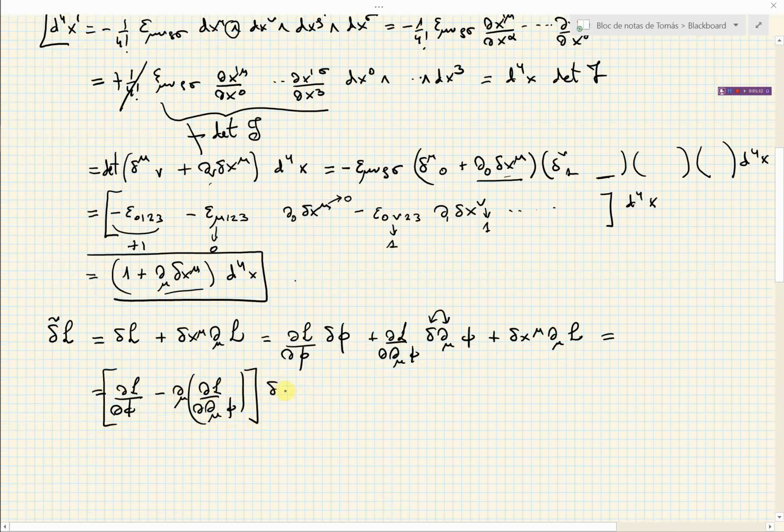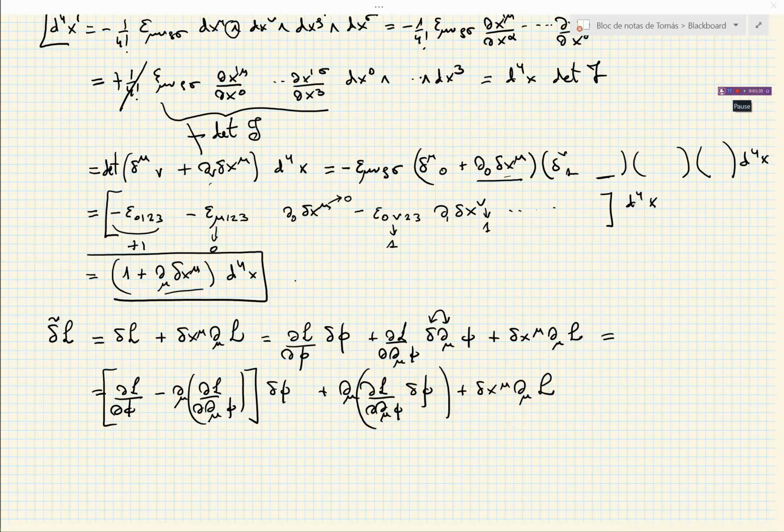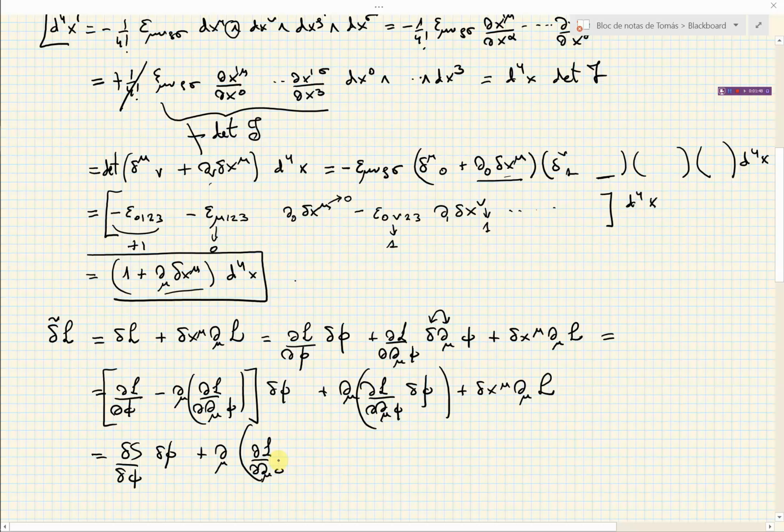So this gives you δφ plus the total derivative ∂L/∂(∂_μφ) δφ plus this term δx^μ ∂_μ L. This is what we identify as δS/δφ plus this total derivative plus δx^μ ∂_μ L, and this is the second result that we need.